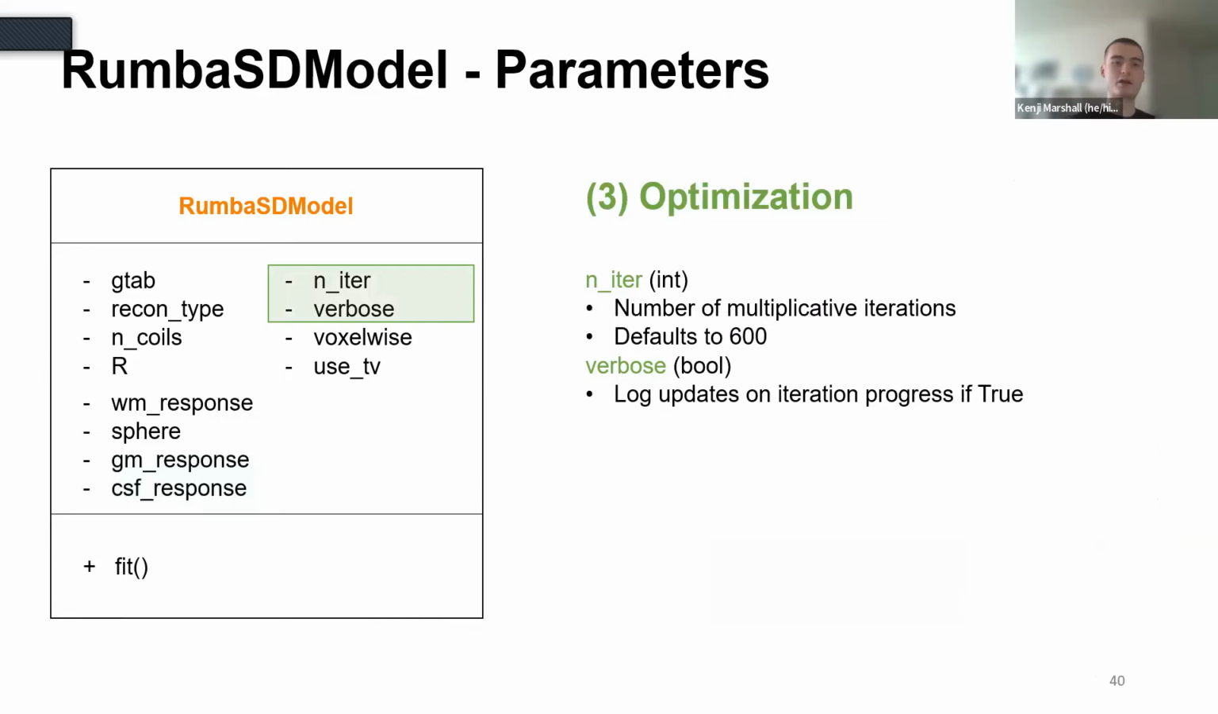The last set of parameters are our optimization parameters. So the first 2 are pretty straightforward. There's the number of iterations, so the number of multiplications in that iterative scheme I showed earlier. This defaults to 600. This is generally a good starting point. This is a number that Erick has used in past local reconstruction challenges that has won them. And so it generally reflects the amount of optimization necessary to get good FODFs in Roomba. There's also this verbose parameter, which just determines whether you log updates on iteration progress or not.